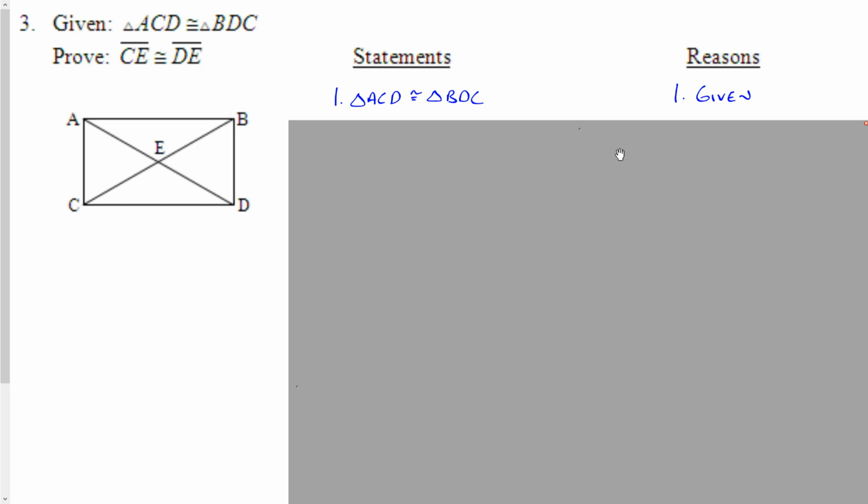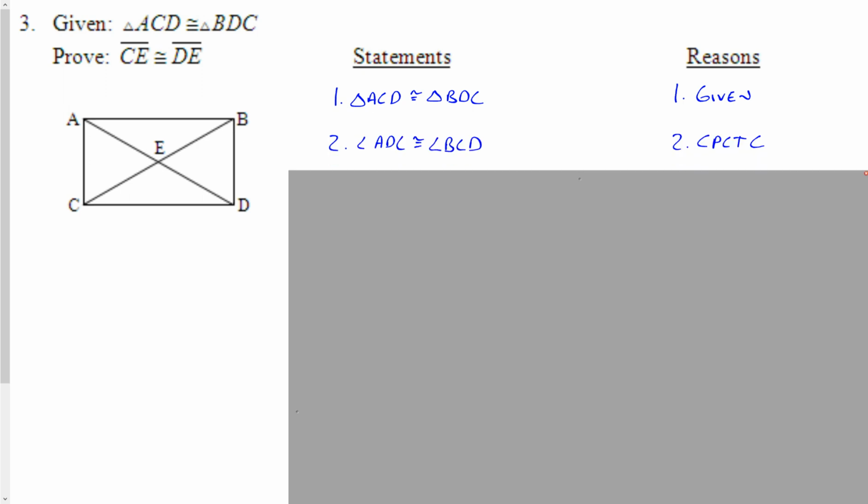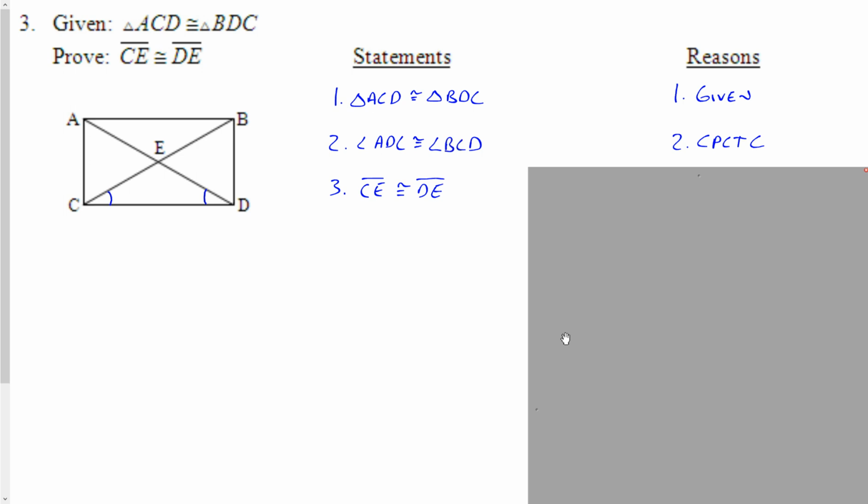So earlier this chapter, we had a theorem. It's actually the converse of a theorem that said if you can prove that the two base angles of a triangle are congruent, you can say that the sides opposite from those angles are congruent. So here, if I'm able to say that angles ADC and BCD are congruent to each other, which we can by CPCTC, we can say that segment CE is congruent to segment DE.